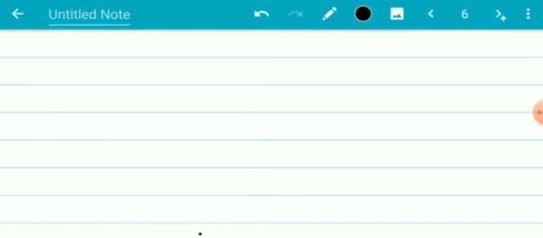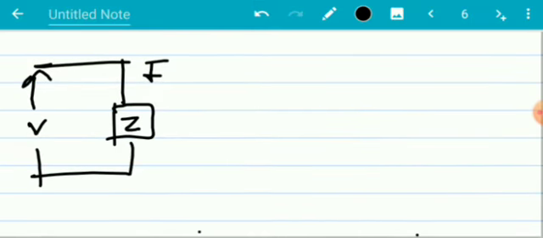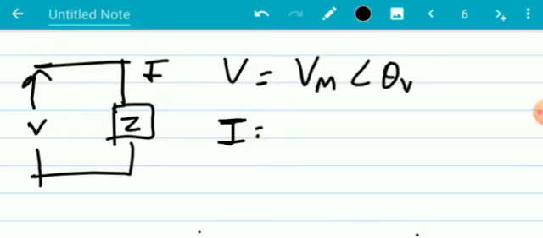Let us take one example. Let us take one AC load here, where current I is flowing and voltage V is applied as the source. Here V is the voltage phasor, and it can be written as Vm angle theta V. And I is the current phasor, which can be written as Im angle theta I. These are the phasor quantities.